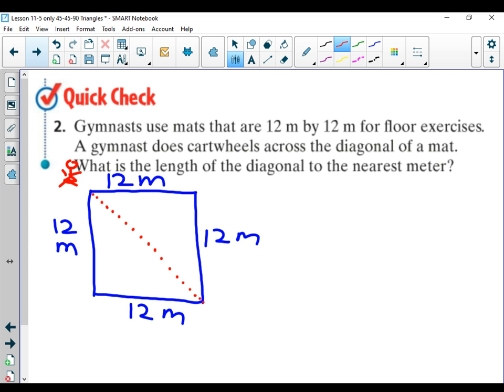So if she's tumbling diagonally, it is 12 times the square root of 2. If we round, that would be 17. So yeah, we'll round it up to 17.